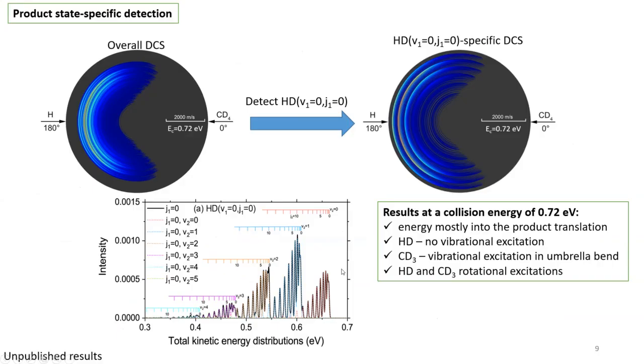Due to the large density of states, the product states are too crowded to be distinguished in the overall differential cross-section. Fortunately, thanks to state selection, a specific rovibrational state of the HD product can be detected separately. In this way, the individual quantum state of the CD3 coproduct can be resolved, as shown in this lower figure. By sequentially detecting all the HD states, the whole differential cross-section can be measured. The results at a collision energy of 0.72 eV are summarized in this box.